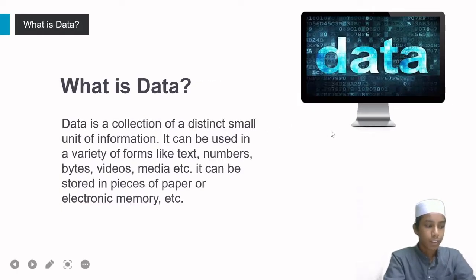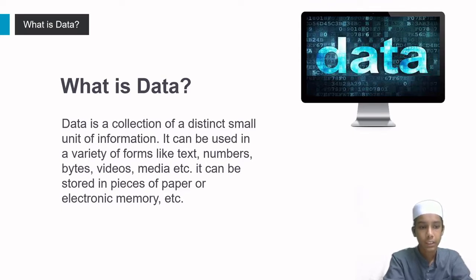So what is data? Data is a collection of distinct small unit of information. It can be used in a variety of forms like text, numbers, bytes, videos, media, and etc. It can be stored in pieces of paper or electronic memory and etc. So we have learnt about what is data. Data is a collection of distinct small unit of information, right? Now we need to learn about database system.